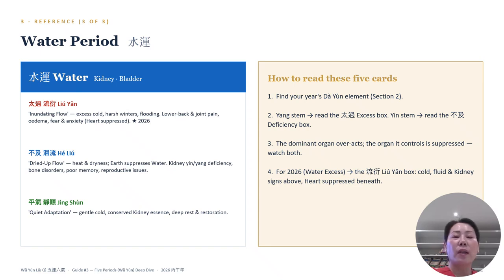So we read the WuYun box. Expect cold, fluid, and kidney signs on the surface, with the heart quietly suppressed underneath. Keep that in mind because it becomes the through line of the whole year.